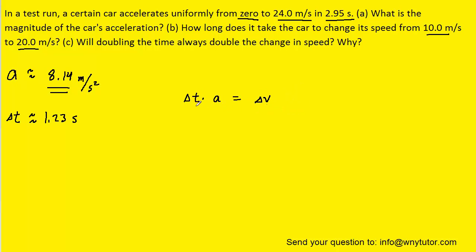Now, from this equation, we can see that if we took the change in time and doubled it, or multiplied it by 2, that means the quantity on the right-hand side would also have to be doubled or multiplied by 2. Well, this quantity right here is, in fact, the change in speed. And so we can see that when we double the time, or delta t, then indeed, yes, we will double the change in speed. So the correct answer to part C will be yes. And the reason is based on this equation right here. When doubling delta t, we can see that we double the delta v.